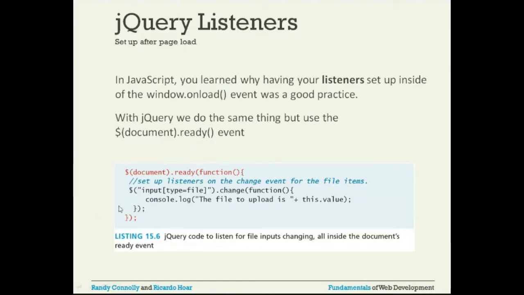You can see here jQuery code to listen for the file input changing, all inside the document ready event. So you are setting up a listener for any change in the file input, and that listener is inside the ready event. So $(document).ready and inside the brackets, the one parameter you are sending is an anonymous function. Function starts here.